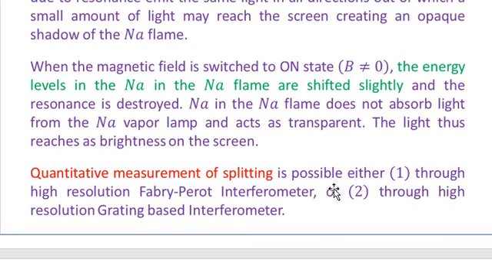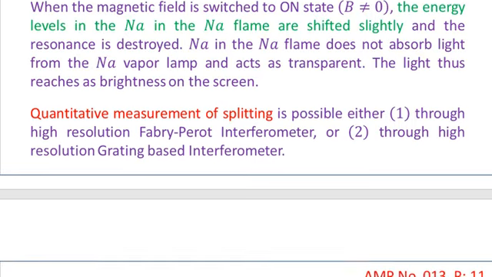Quantitative measurement of splitting is possible either through a high resolution Fabry-Perot interferometer or by using high resolution grating based spectrometers. So two types of options are available. That is, we can use either a high resolution Fabry-Perot interferometer or high resolution grating based spectrometers to measure the quantitative change in splittings of the sodium levels under the application of the applied magnetic field.